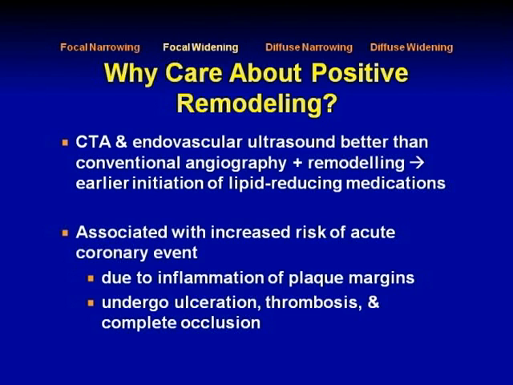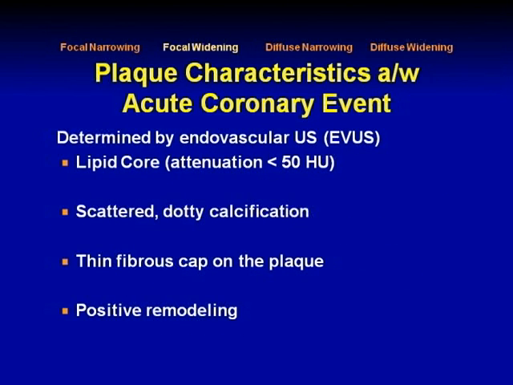And why is that? Because there's inflammation at the plaque margins, which can undergo ulceration, thrombosis, and sudden complete occlusion, which is equivalent of an acute coronary event. What plaque characteristics are associated with an acute coronary event? These are determined by endovascular ultrasound, and they are a lipid core that has an attenuation less than 50 Hounsfield units, scattered or dotty type of calcification within the plaque, a thin fibrous cap on the plaque, and positive remodeling.